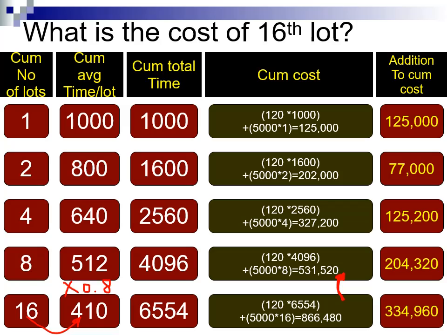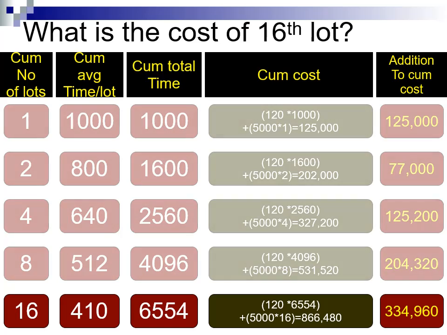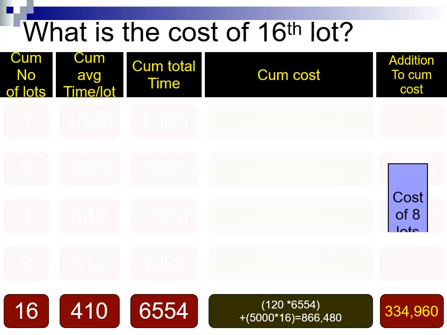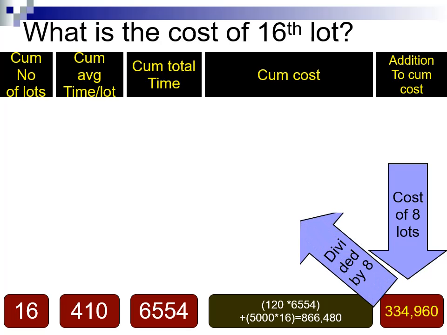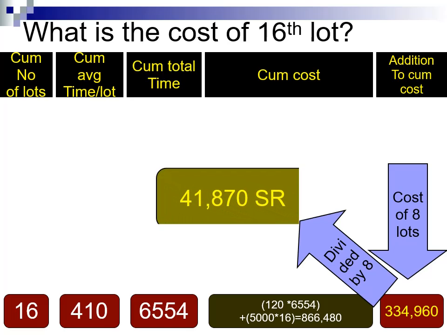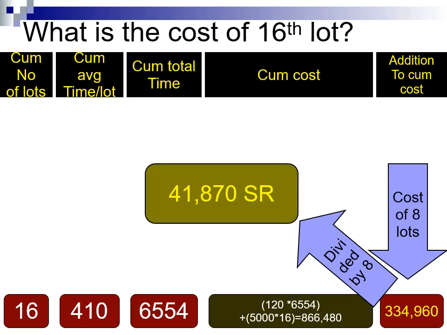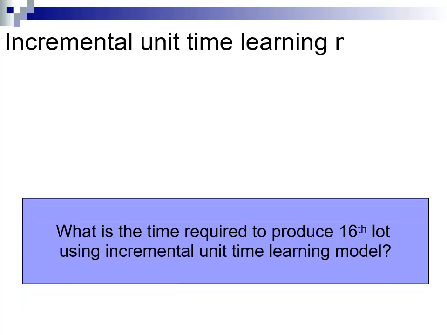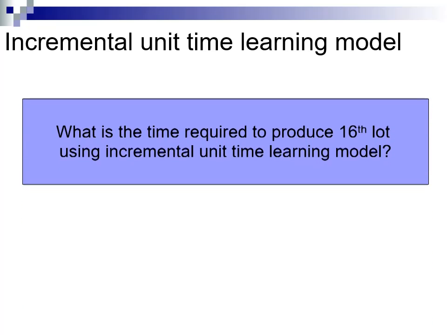The addition to cumulative cost, the difference between the two cumulative costs, will result in 334,960 Saudi Riyal. The cumulative cost of 334,960 is for the last doubling of 8 to 16, which means for 8 lots. Dividing this value by 8 will result in 41,870 Saudi riyal as the cost per lot in the last fourth doubling. So the cost for the 16th lot is 41,870 Saudi riyal.